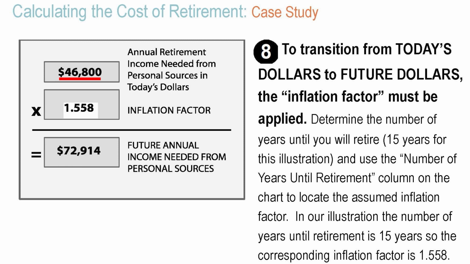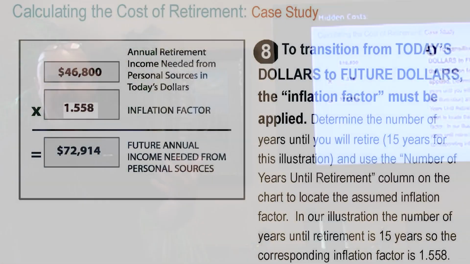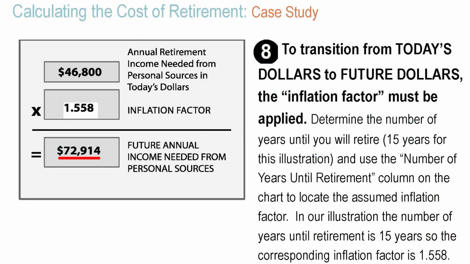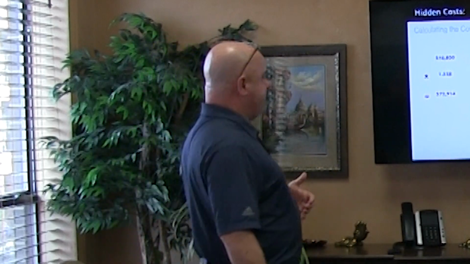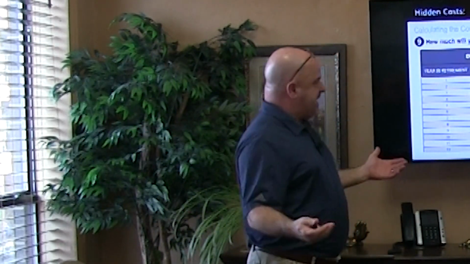So $46,800 in today's dollars, multiplied by the inflation factor of 1.558, what that tells me is in 15 years, out of my investments, I'm going to have to pull $72,914 out of my IRAs, 401ks, stock accounts to pay for an 80% lifestyle. Are you with me? So 15 years from now, $72,914 is what I need to pull out of my investments to pay for an 80% lifestyle. So let's see how it plays out.